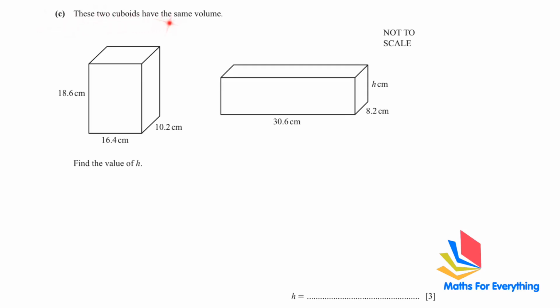Part C. These two cuboids have the same volume. Find the value of H. For solving this question, first we'll have to find the volume of this cuboid and make it equal to the volume of this cuboid. What is the volume? How do we find the volume? Volume is equal to length times width times height. So 18.6 times 16.4 multiplied by 10.2 will give us the volume.